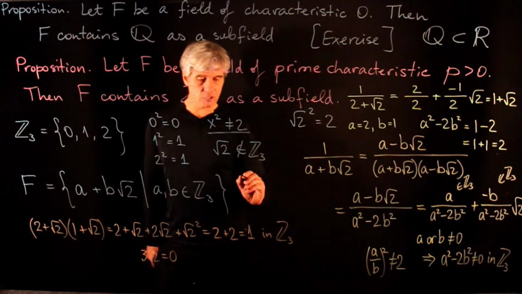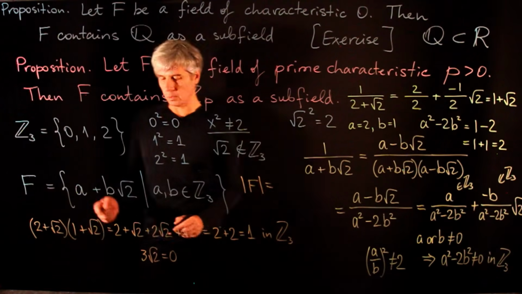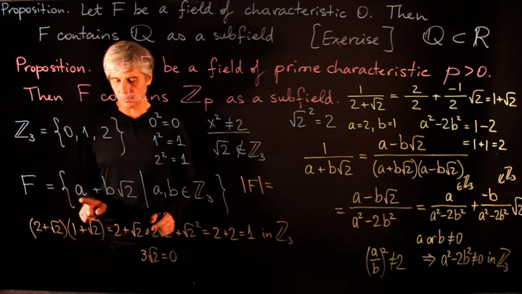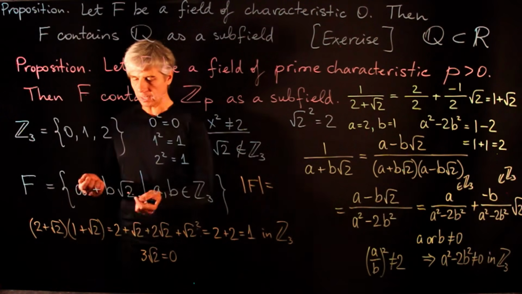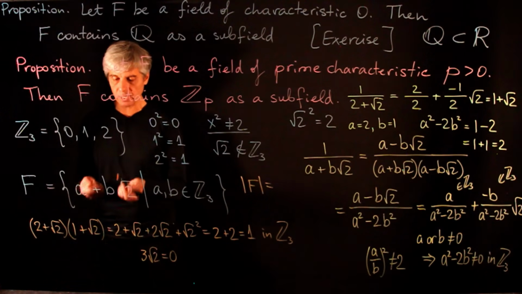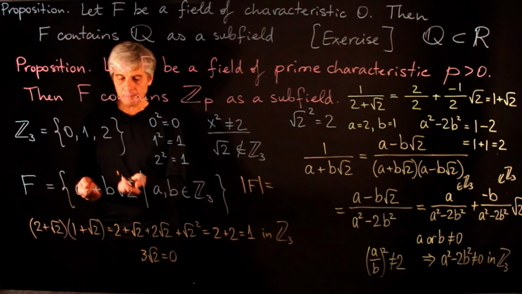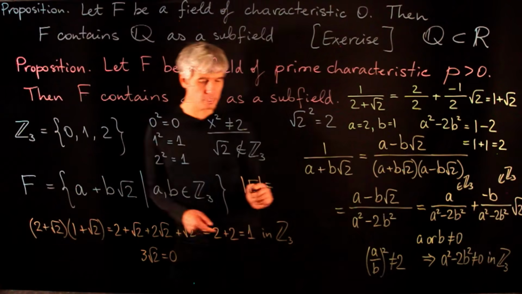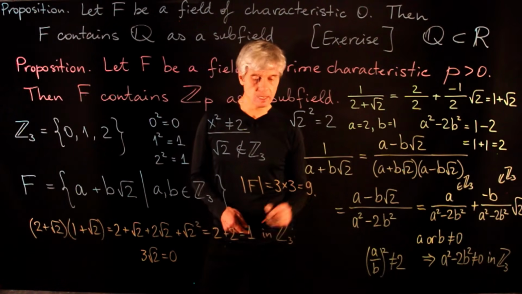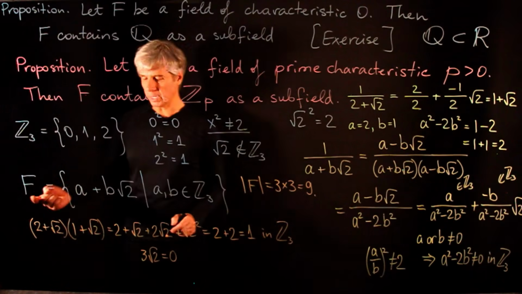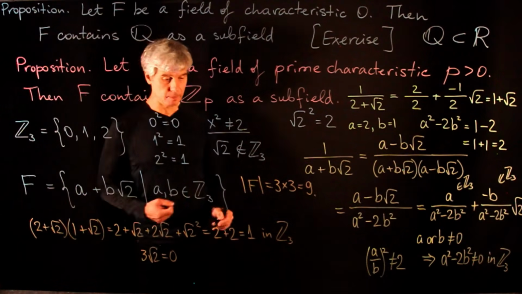So this means that this is a field. Now, the question: how many elements are in this field? Right? So we have 3 possibilities for A and 3 possibilities for B. And we take various combinations of this, so we take various pairs. So the number of all possible combinations of such pairs is 3 times 3, which is 9. And so what we have here is a field with 9 elements.